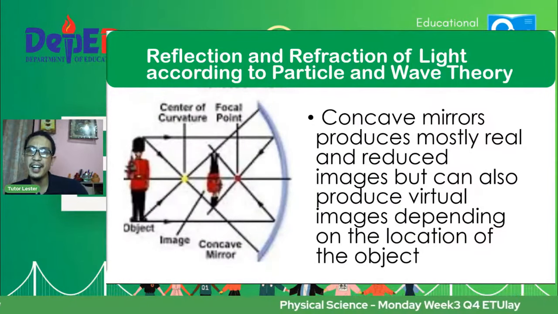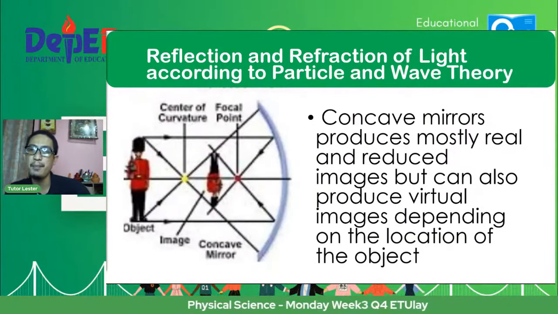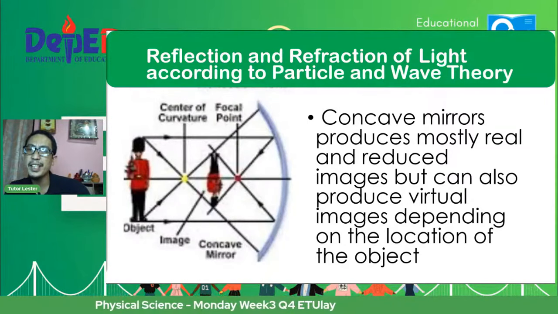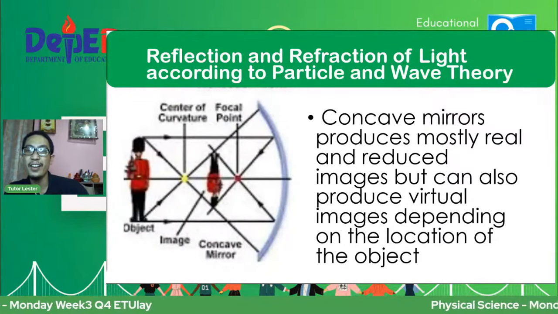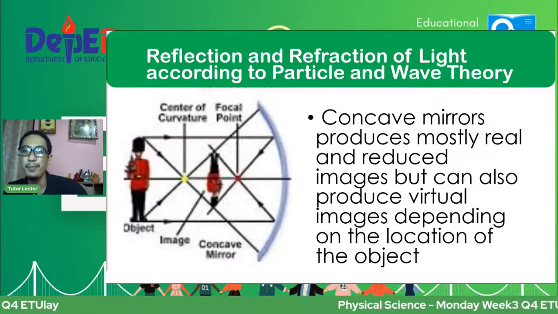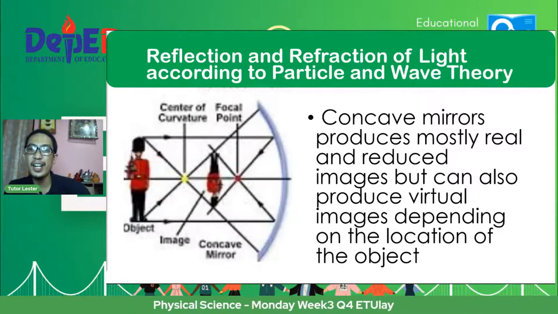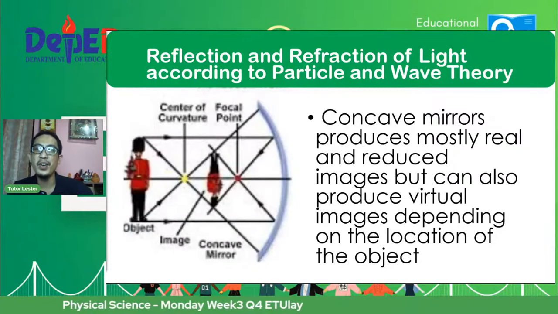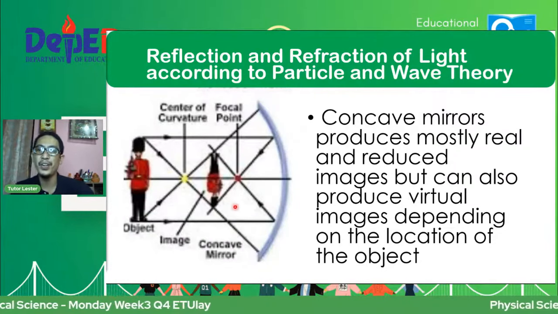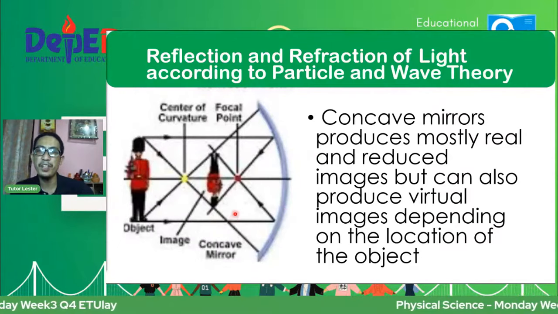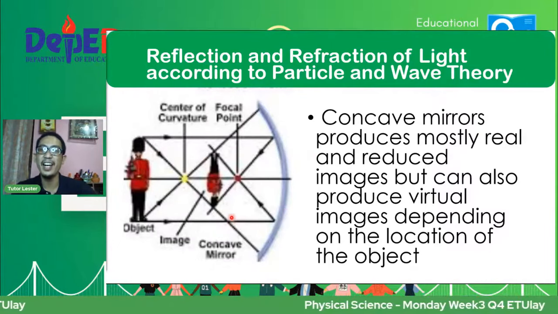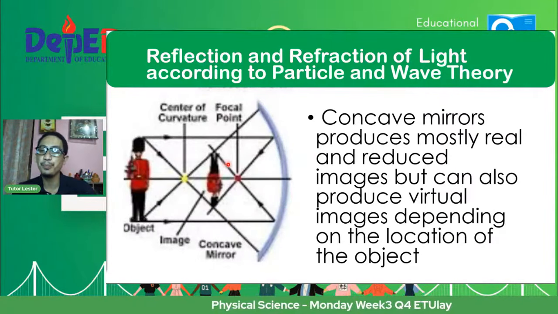And now, let's take a look at the diagram. What is the orientation and the location of the image? Real images are formed in front of the mirror. Because they are formed in front of the mirror, they are real and inverted.